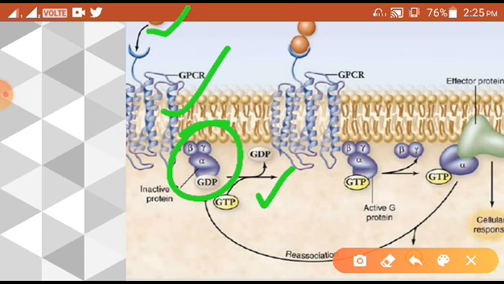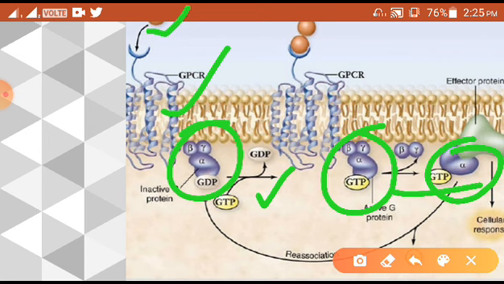But right now this is inactive. When this GDP converts into GTP, then the activation happens, and because of that activation, now you see here alpha, beta, gamma with GTP, now the activated one, okay. Once it is activated, the alpha GTP gets separated, and beta and gamma together get separated from alpha.